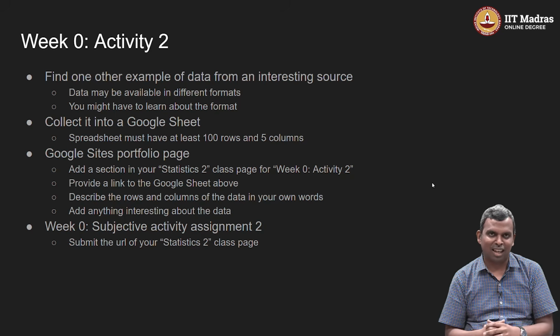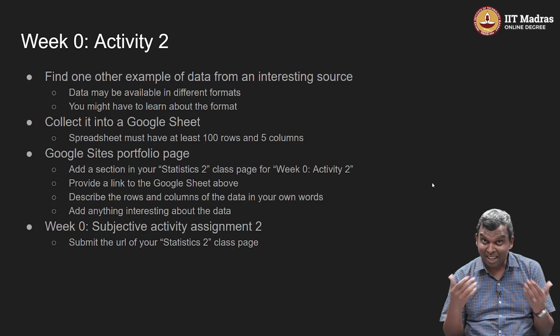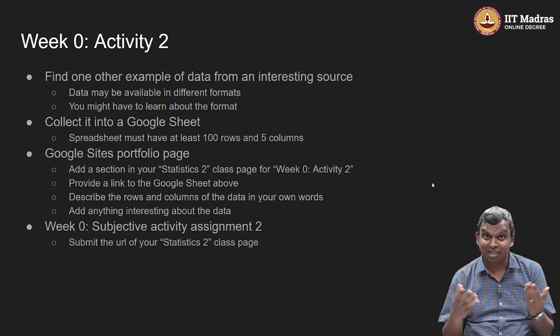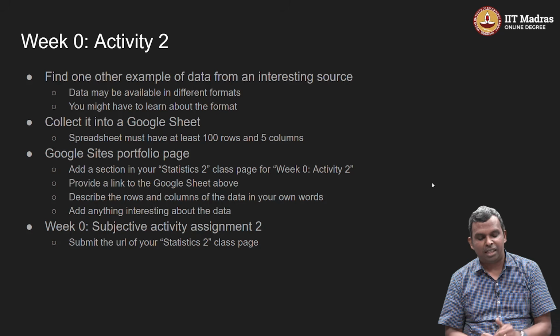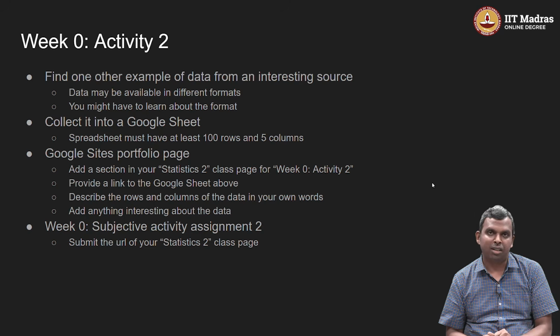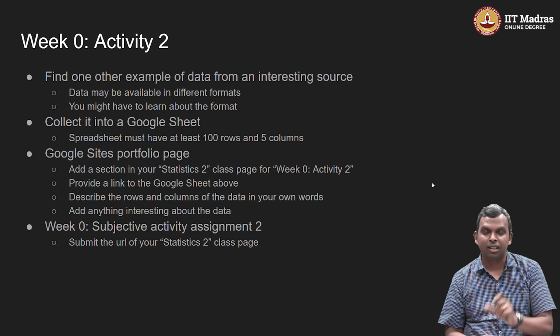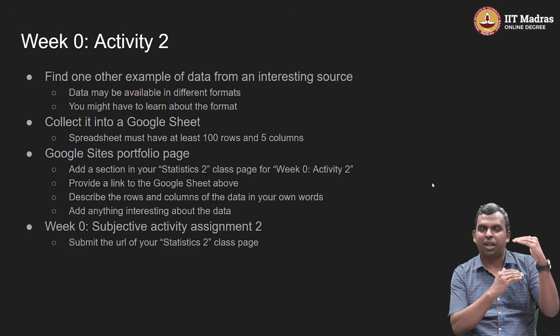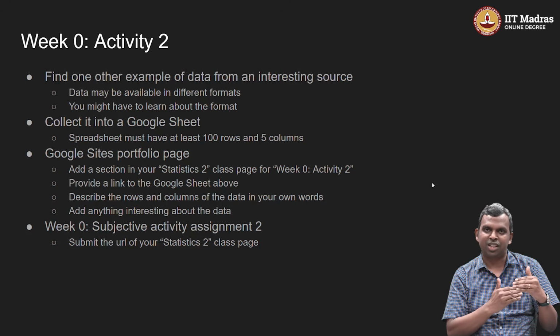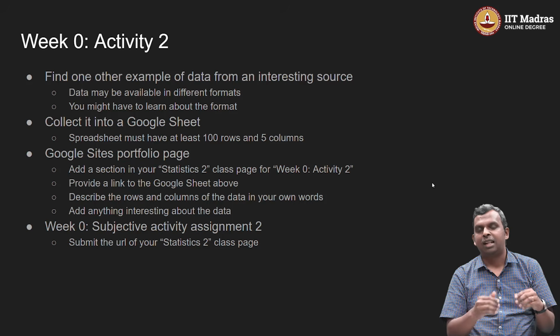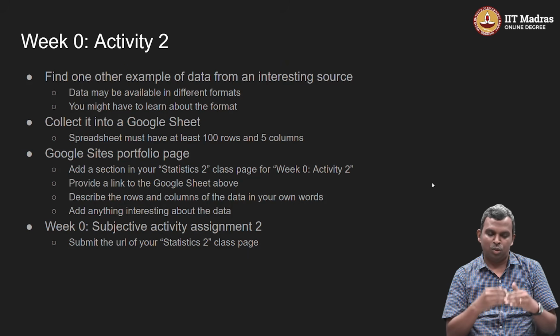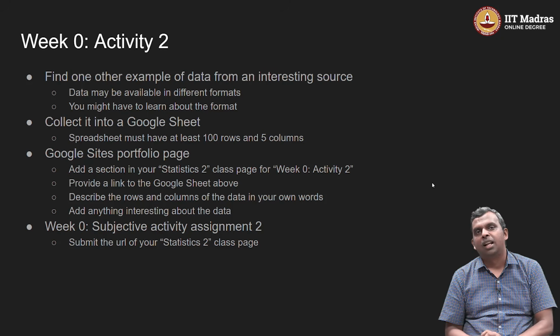So this is again an activity. It's a graded activity, like I said. It's graded for the bonus marks that you may get, and there will be a subjective activity assignment based on this, and you'll have to put it up in your portfolio web page. Whatever data you collect into a Google Sheet, you put a link in that. You remember the statistics 2 page that we did for the portfolio. Below that there will be a section. In that section you put a link and describe what data you got and how you got it. You can add text also.